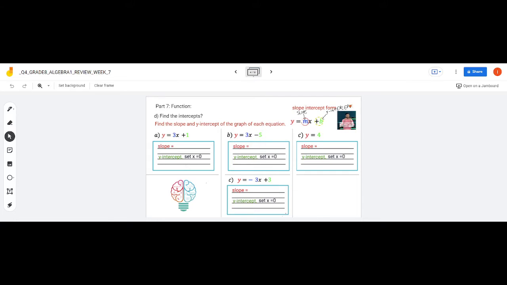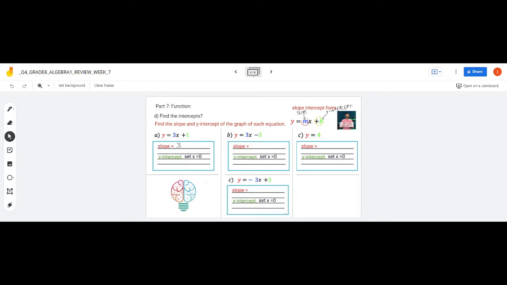Now, as you can see, I've color-coded the bits and pieces, so you can see that's our slope-intercept form. And here for a, we have the y, the equal, the m, which is represented by a number, in this case is 3. So our slope is 3. Now how do we get the y-intercept? Well, we set x equal to 0. So wherever there's an x, we just put a 0.